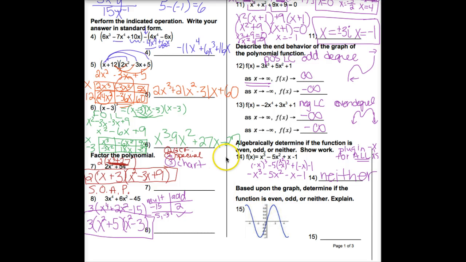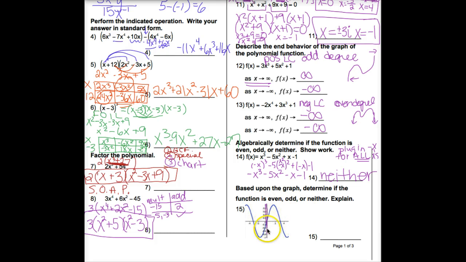So it has to be all of them the same to be even, none of them the same to be odd. If you have a combination, it's neither. Number 15, looking at the graph. Even would be symmetric about the y-axis. This is not, because if I folded it here on the y-axis, this little hill would end up over here, which it's not. So it's not even.